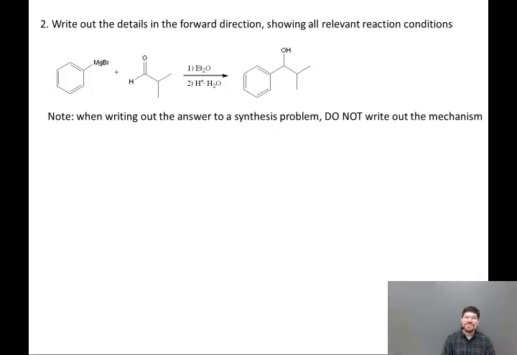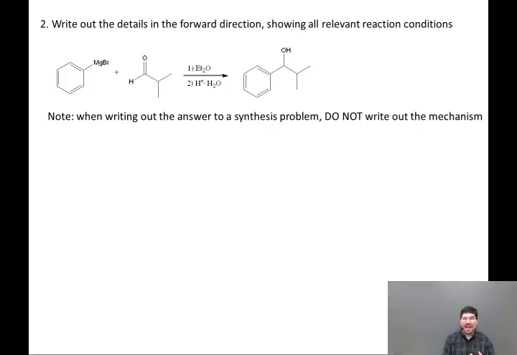There are 3 fundamentally different types of problems that you have to solve involving organic reactions. You have mechanism problems where you are given the starting material and the product, and you need to show curved arrows to show how the starting material gets to the product.